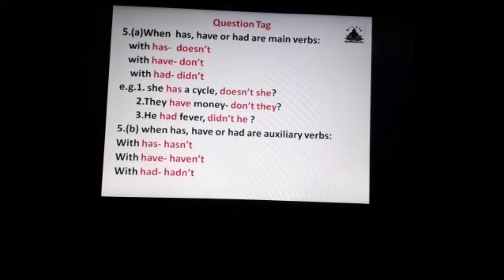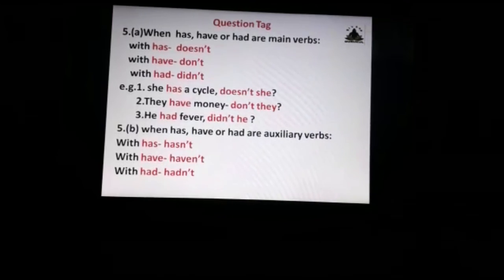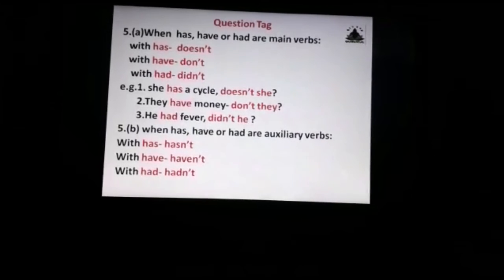Now let us understand this with an example. She has a cycle, doesn't she? They have money, don't they? He had fever, didn't he? Now you see, in the first sentence, has is used. And so as a rule, with has we have used doesn't. Second sentence made use of have. And so with have, we have made use of don't. Third sentence is having had and so didn't. This is how we are going to use the words in the tag.